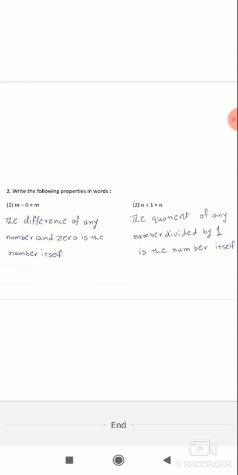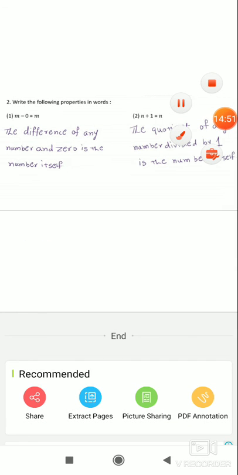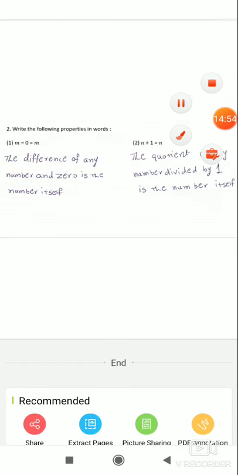And see, write the following properties in words. M minus 0 equals M. The difference of any number and 0 is the number itself. Meaning when we subtract 0 from any number, the result is the number itself. And when any number is divided by 1, the quotient is the number itself. Okay, I hope you understand that.